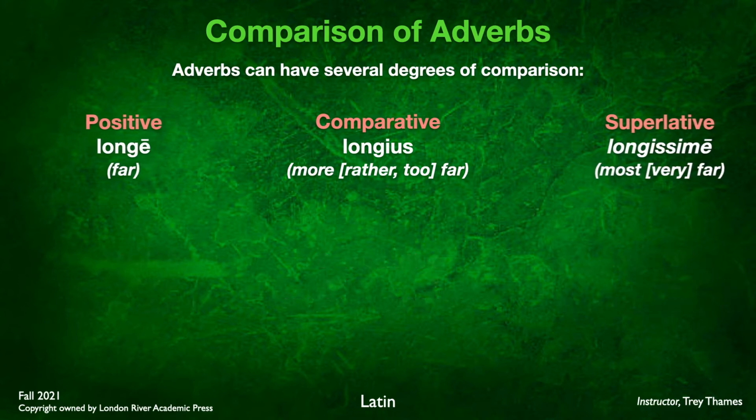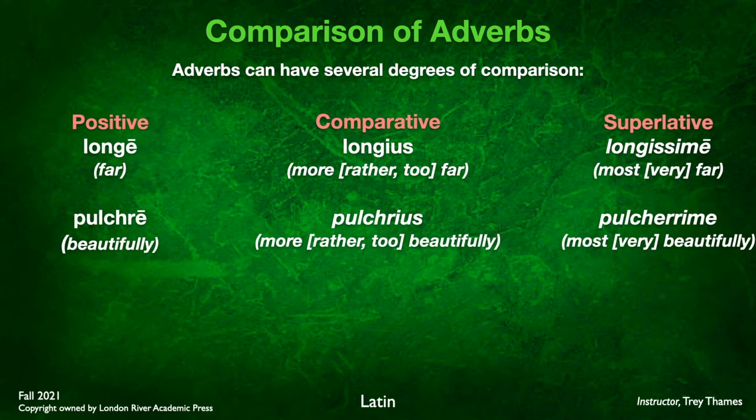All right, let's look at a couple more examples here. Here is pulcher, and it becomes pulchre as an adverb in the positive form, beautifully. We take that stem, pulchr, and we add ius, so we end with pulchrius, more beautifully, or rather beautifully, or too beautifully. And again, because this ends in er, instead of issime, we add rime. Now, you may remember that for the superlatives, one unique thing about superlatives for adjectives that end in er is that the masculine er form comes out in the superlative, and so that's going to happen here as well in the adverbial form. So instead of pulchrime, it's pulcherrime, most beautifully or very beautifully.